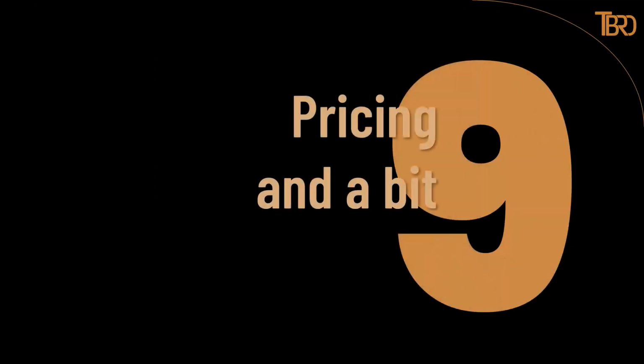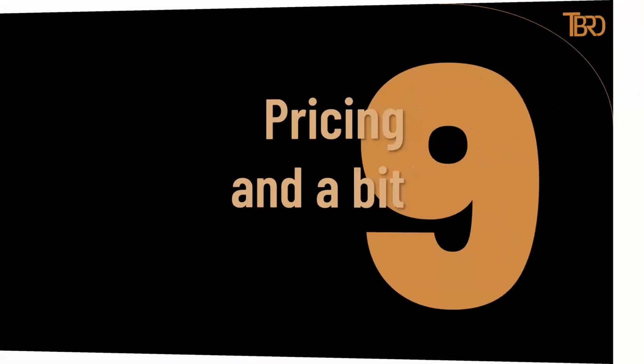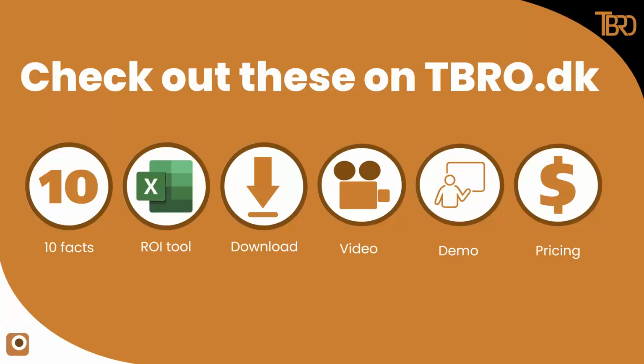So almost there. Price in a bit. When you get to TBRO DK, check out these different small icons. You have to click on the icons, not on the cover page, not on the actual home page, because there's a bunch of icons like that. When you click on those, you get to the actual Target Control page. And with these different small buttons or icons, you can order a demo and so on. You can see a small video that was released earlier today. There's an ROI tool. I'm going to show you that in a short while, and the pricing as well.